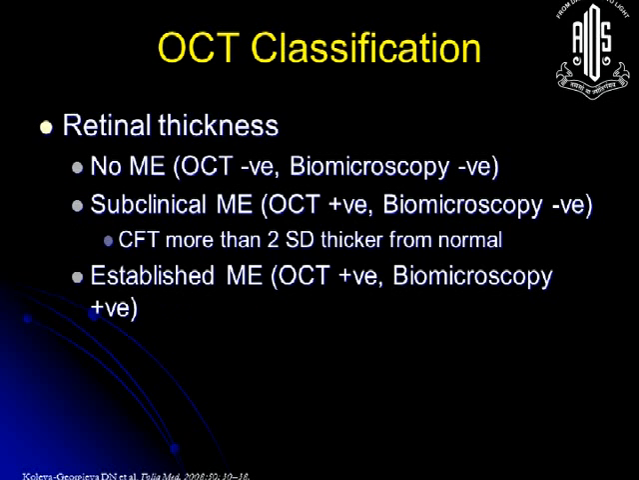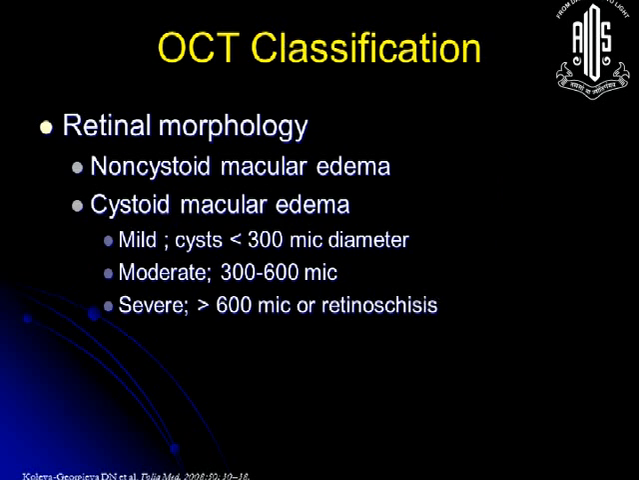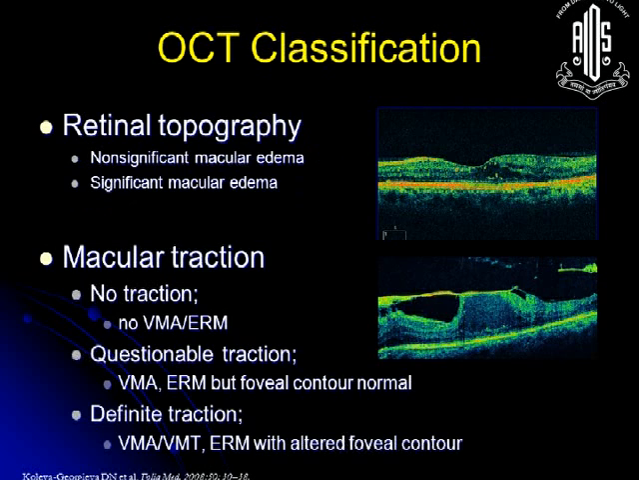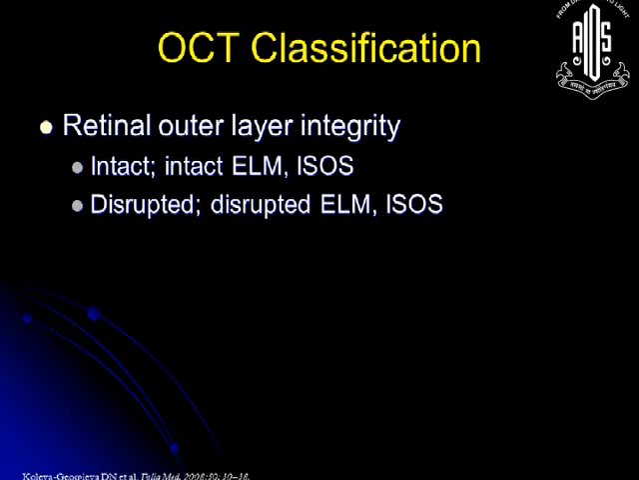In this classification, retinal thickness is divided into three groups: no macular edema, subclinical macular edema, and established macular edema. Based on the OCT and biomicroscopy findings, subclinical macular edema is defined here as central foveal thickness more than 2 standard deviations thicker than normal. Retinal morphology: non-cystoid and cystoid. Cystoid is divided into mild, moderate and severe based on the size of the cyst. Macular traction: no traction, questionable traction and definite traction based on the vitreomacular interface changes. Retinal outer layer integrity: intact or disrupted.